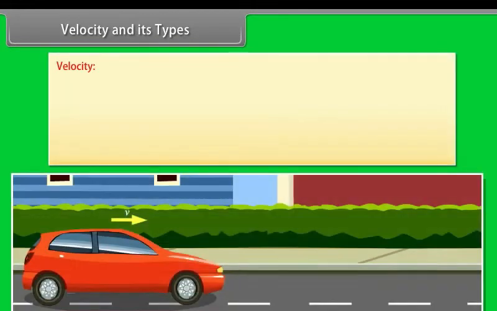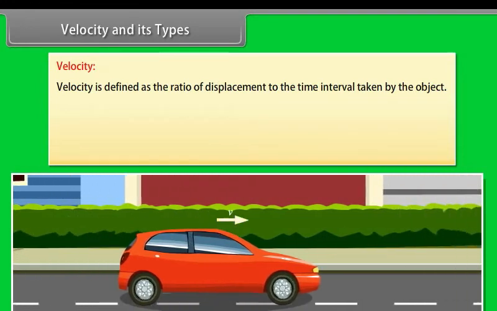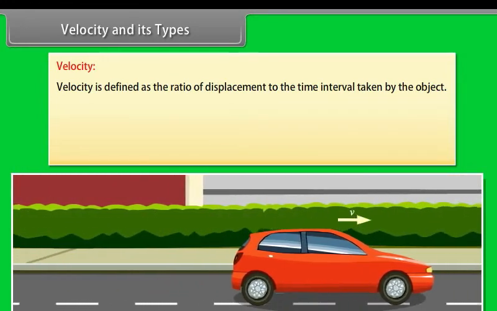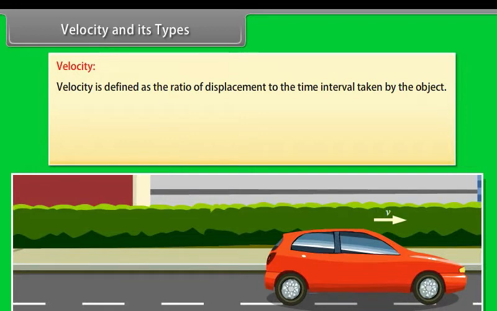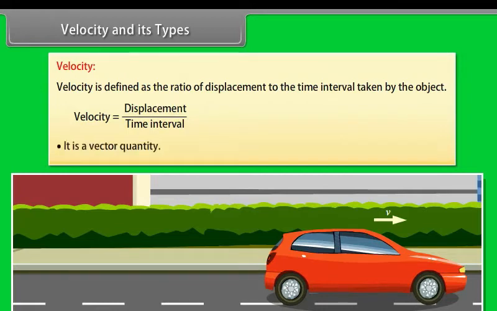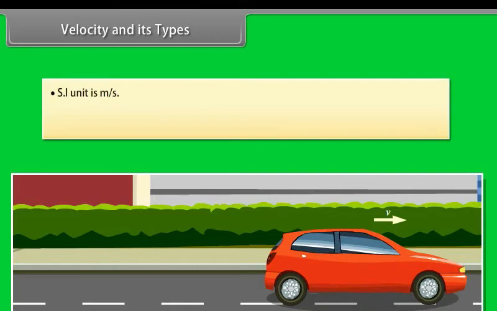Velocity and its types. Velocity. Velocity is defined as the ratio of displacement to the time interval taken by the object. Therefore, velocity is equal to displacement upon time interval. It is a vector quantity. SI unit is m upon s. Dimensional formula is equal to M raised to the power 0, L raised to the power 1, T raised to the power minus 1.